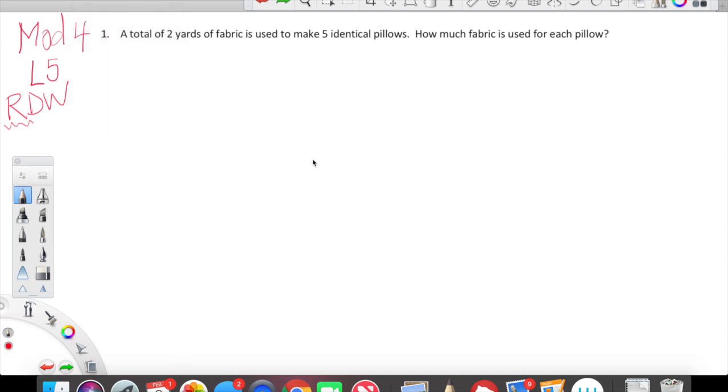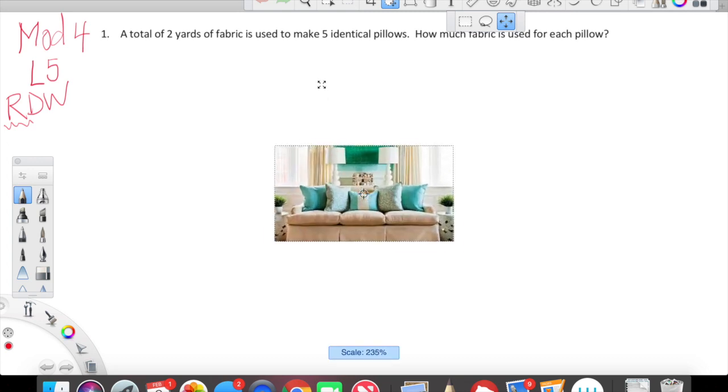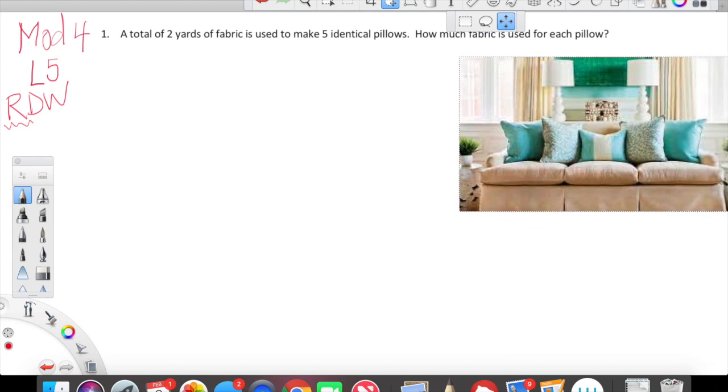imagination. Let me pull those pillows up again to pretend like these pillows are all the same fabric. So that's your first challenge. So we have 5 pillows. We are going to pretend that 2 yards of fabric will make these 5 identical pillows. You guys see 5 identical pillows, right? Right, Mrs. Calaveras. So we're going to Joann Fabrics. We're going to purchase fabric to make pillows. What we need to know is how much fabric is used for each pillow.